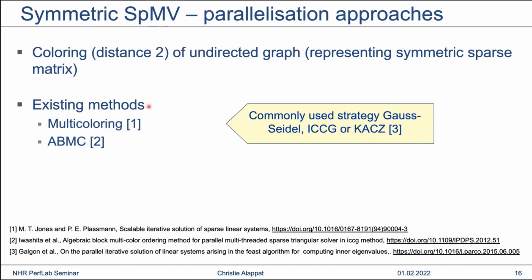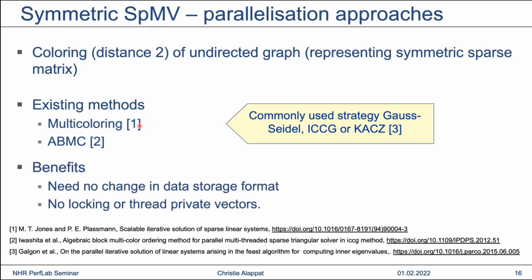There are many methods out there to color. And the most prominent ones that we see in HPC codes are, for example, multicoloring or algebraic block multicoloring. So algebraic block multicoloring is developed on top of multicoloring and improves the performance of multicoloring. The benefit of these methods is that we do not need to change the data storage format. Neither do we need locking or thread private vectors.